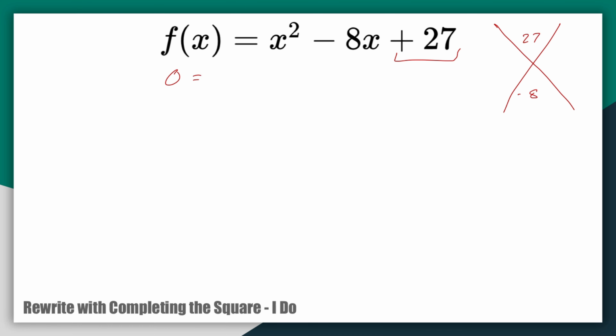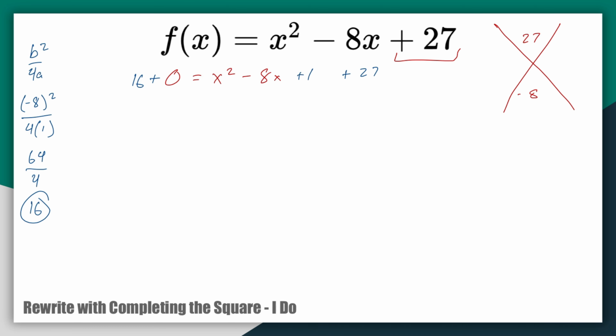I'm going to set this equal to 0, so 0 is equal to x squared minus 8x, and then I'm going to add, and I'm going to put a space here for 27, because I want to add b squared over 4a to both sides. So over here to the side, let's do that. b squared over 4a. So b is -8, so we would have -8 squared over 4 times a, which is 4 times 1. And -8 squared is 64. 4 times 1 is 4. You end up with 16. Okay. So we need to add 16 to both sides. I'm going to put that there.